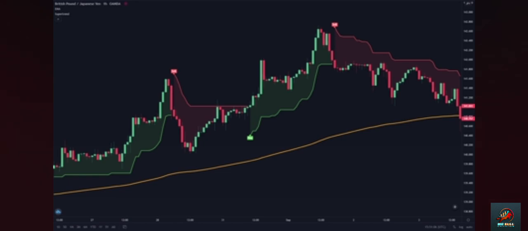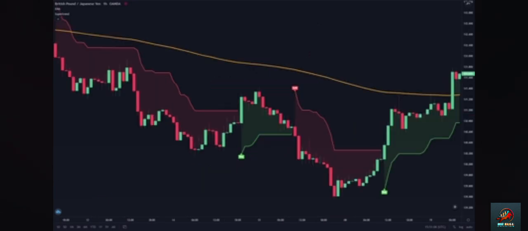If an indicator, in this case the super trend, gave a buy signal while the price is above the 200 EMA, you take a buy position. But if the super trend gave a buy signal but the price is below the 200 EMA, then you ignore this buy signal. This also works for sell signals as well.